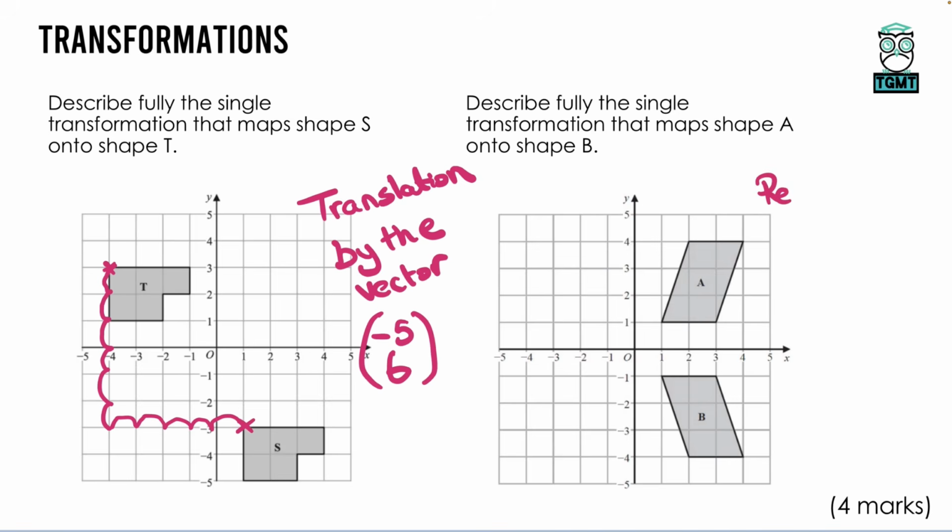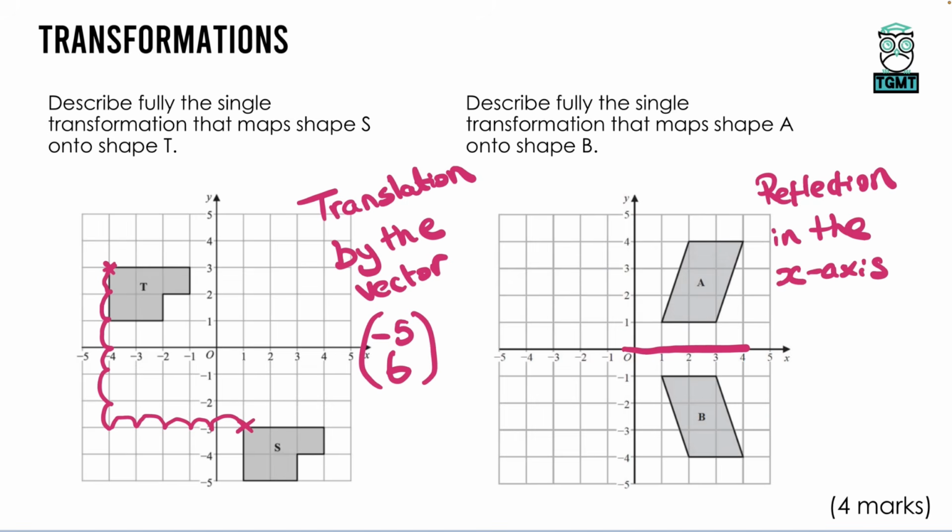Now all we need to do is say what line it's been reflected in. So we look at the 2 shapes and find the middle of them. So in the middle is just here. You can see there's one square either side of that line. So that particular line that we're reflecting in is called the x-axis. So this is a reflection in the x-axis. Of course, reflection lines can be anywhere, so be really, really careful.